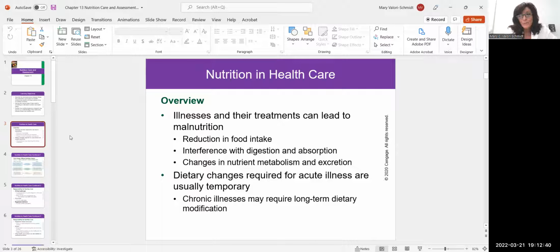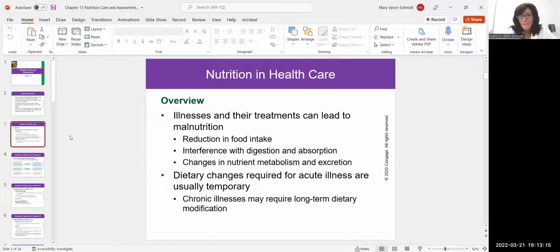Illnesses and the treatments for illnesses can lead to malnutrition. Just think about if you've ever known anyone with cancer that had to receive chemo or radiation, right? That chemotherapy attacks quickly proliferating cells in the body because cancer cells grow quicker than other cells. Other than cancer cells, the fastest growing cells in your body are your hair, your nails, and your digestive tract, which is why chemotherapy makes you vomit and makes your hair fall out. Makes sense, right?